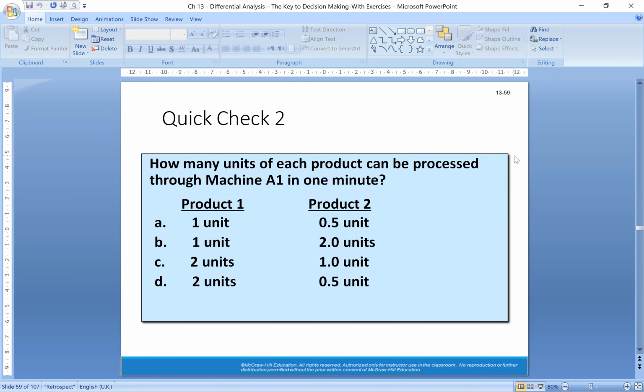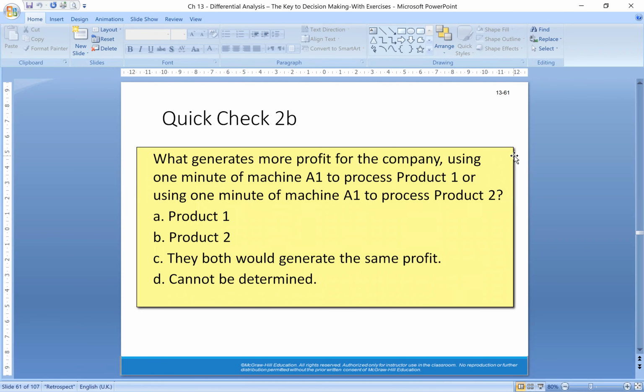Okay, so the solution can be like this. How many units of each product can be processed through the machine in 1 minute? For product 1, we need 1 minute only, but for product 2, referring to the question, we need half a minute. So in 1 minute, we can produce 2 units of product 2, and 1 unit of product 1, right? What generates more profit for the company: using 1 minute of machine A1 to process product 1, or using 1 minute of machine A1 to process product 2?